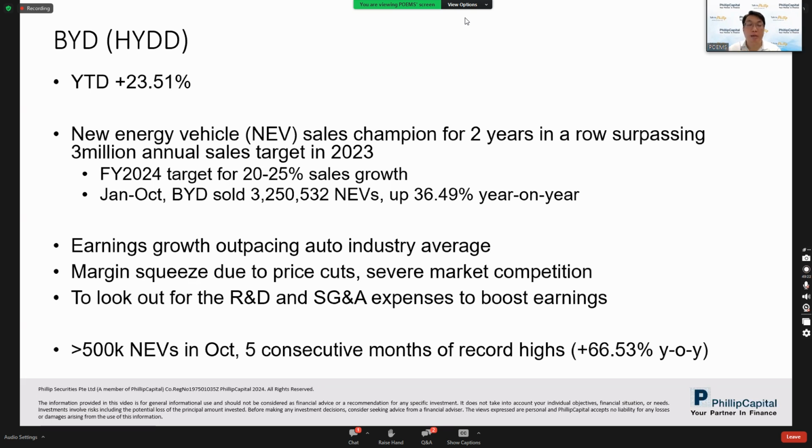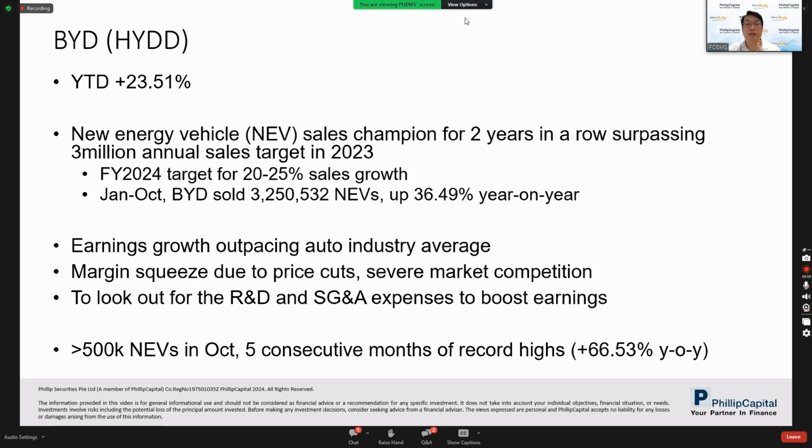They broke the 3 million annual sales target in 2023. And from January to October this year itself, they have already increased sales by 36.49% year on year. They already sold 3.25 million vehicles this year from January to October. That's already more than the 3 million they hit for the whole of last year. So if you tell me a target of 20-25%, they definitely already outperformed that sales target for the year, and likelihood they might continue to outpace the industry.